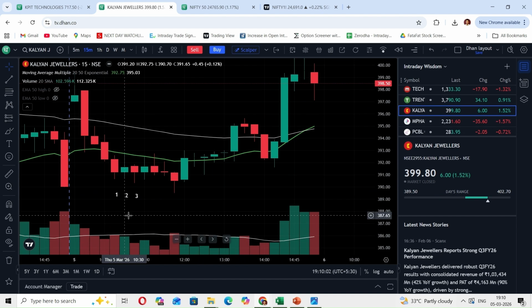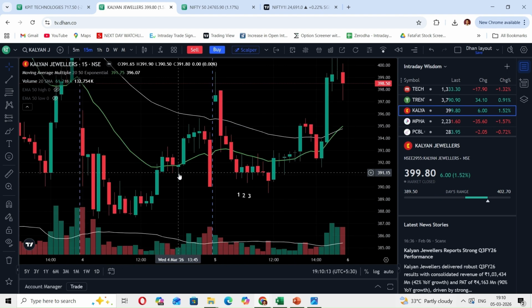Again, Kalyan Jewelers. First candle, second candle, third candle, perfect three candle setup formed. The red candle has the highest volume, and the 20-50 MA is trending down. Took a trade at the low of this particular candle. High was my stop loss.